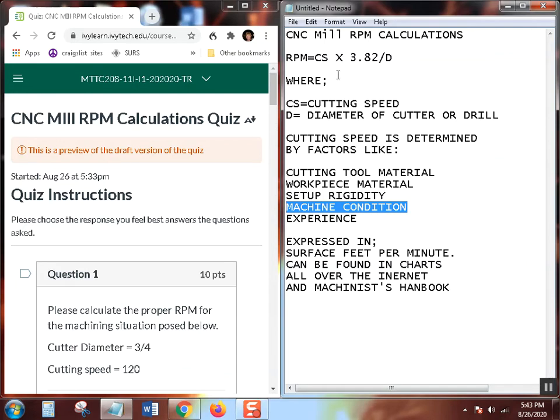Now let's talk about the rest, this 3.82. That's a constant. And if you don't know what a constant means, you need to take a math class. Seriously, I feel sorry for you. Constant means it's never going to change. Constant means constant. So it's always going to be 3.82.